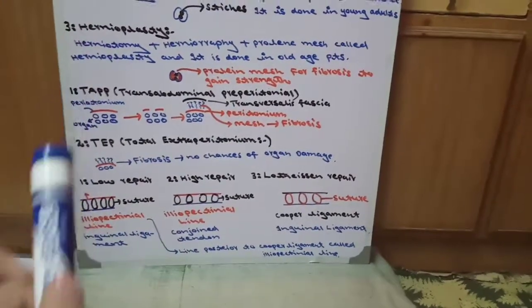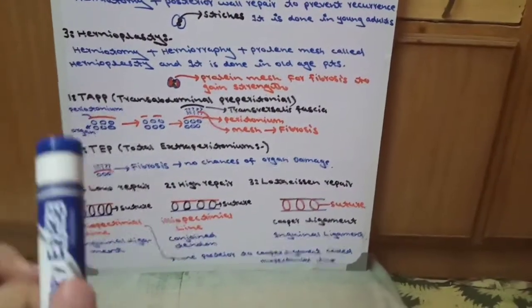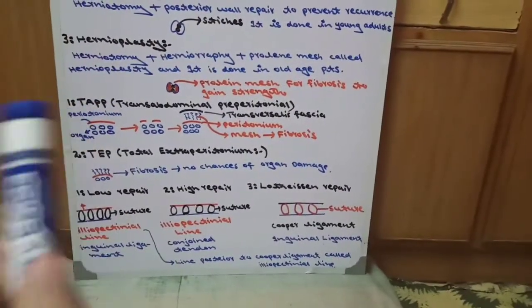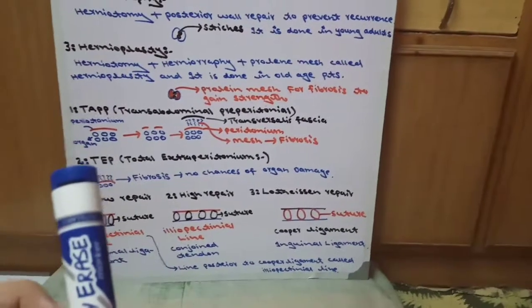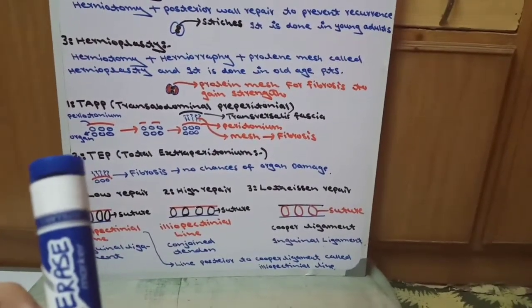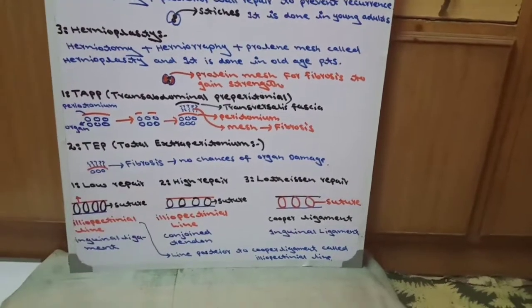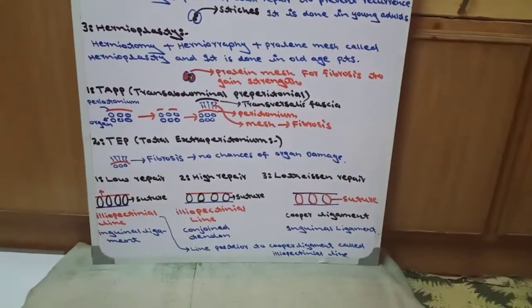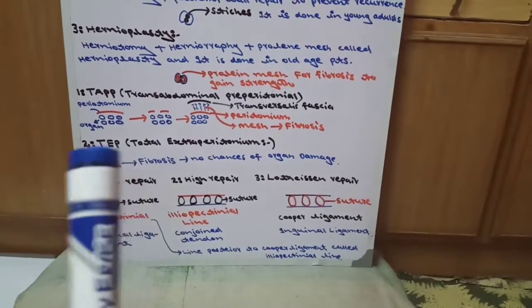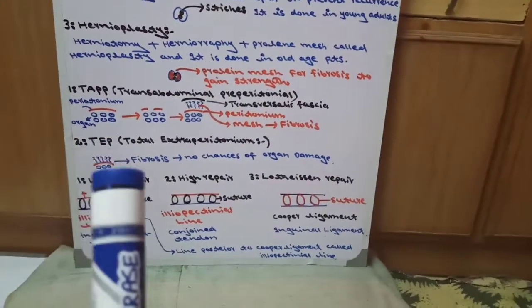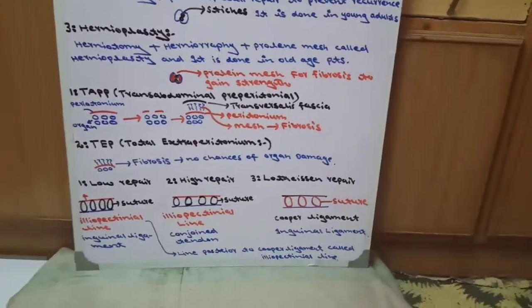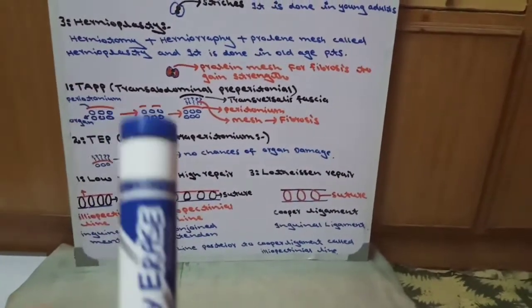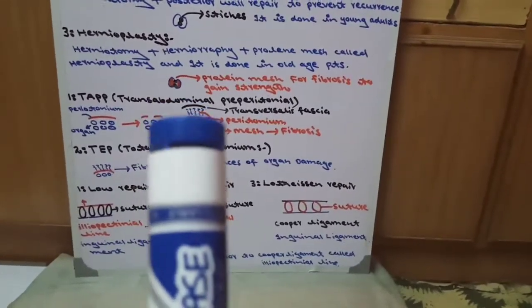What is the difference between TAPP and TEP? In TAPP we cut the peritoneum but then again close the peritoneum, but in TEP we do not cut the peritoneum, we do not open the body organ. Now, which method is best? TEP is best because in TEP we do not cut the peritoneum and we do not open the body organ. There is no chance of organ damage. But in TAPP we cut the peritoneum to open the body organ. There is a chance of organ damage.